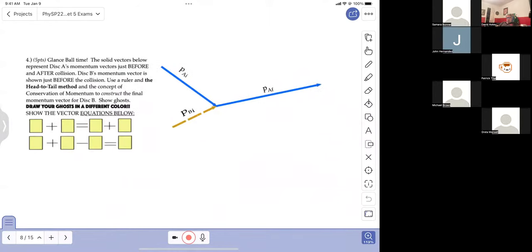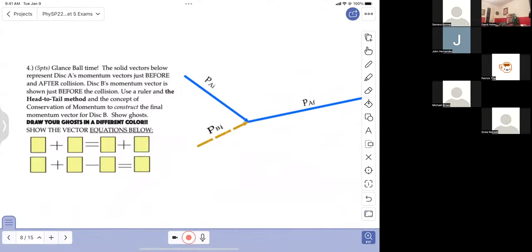Number four. This one should be fairly easy. There's no numbers. There's no calculator required. So once again, glance ball. Oh my goodness, I just realized they give you three.